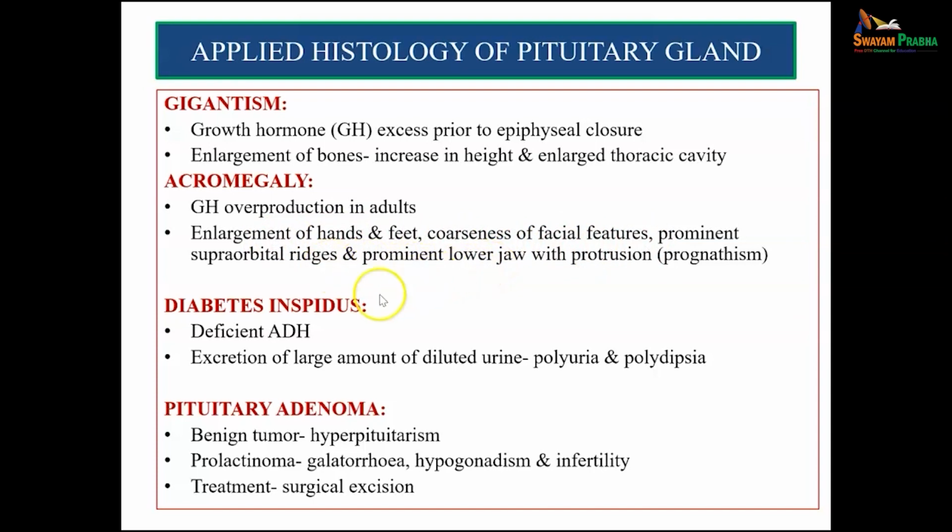Diabetes insipidus is due to deficiency of antidiuretic hormone, also called vasopressin. There is excretion of large amount of diluted urine, which leads to a condition called polyuria and polydipsia. Pituitary adenoma is a benign tumor which causes hyperpituitarism like prolactinoma, which leads to conditions called galactorrhea, hypogonadism and infertility. The treatment is surgical excision.